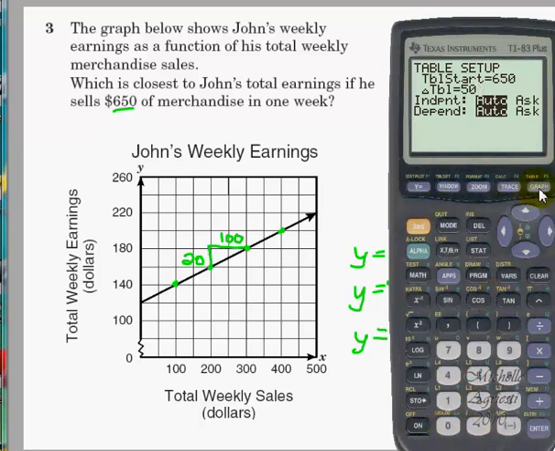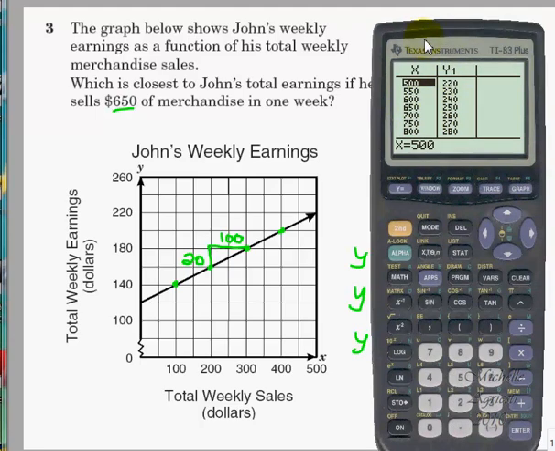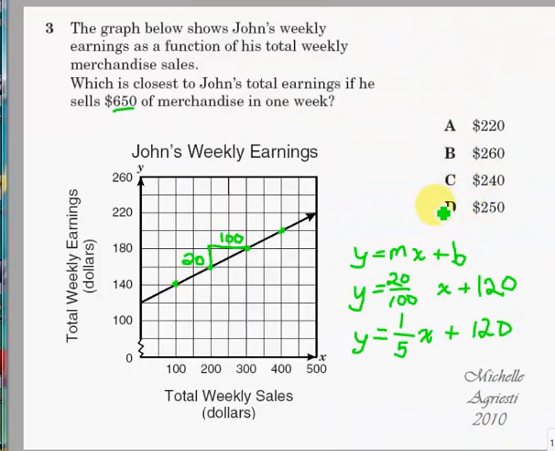And now let's look at the table. Sure enough, we're at 650. And these all go up by 50. And looking at 650, I can see the salary is 250. Right here.